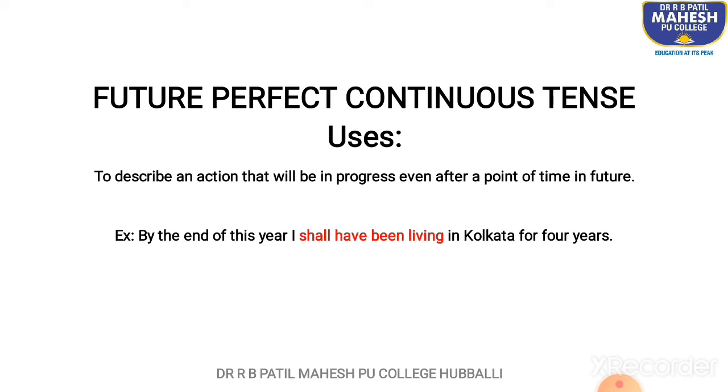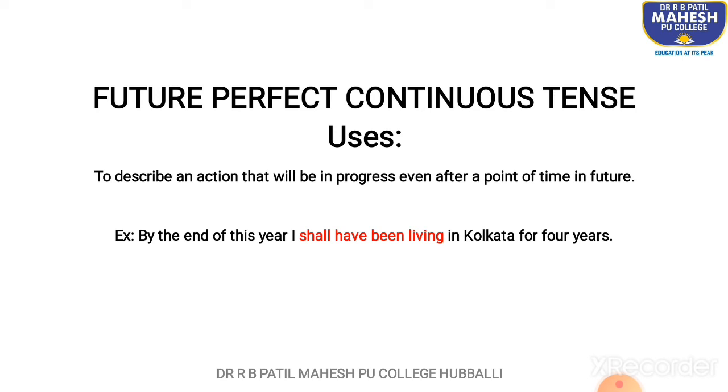The time has been mentioned in future perfect continuous. So we have shall have been living. So shall have or will have plus the form of verb be, here to be used, been, and the present participle, because we are talking about future perfect continuous tense. So this is how we frame a sentence in future perfect continuous tense.